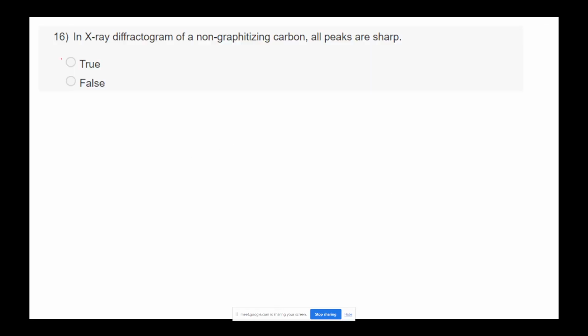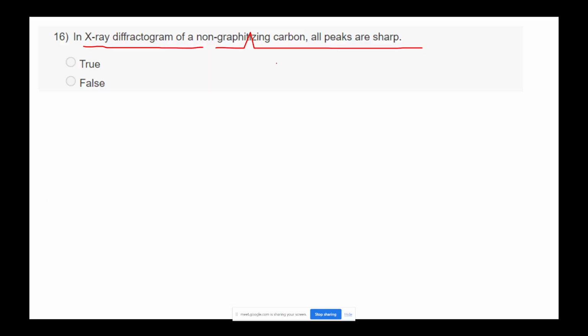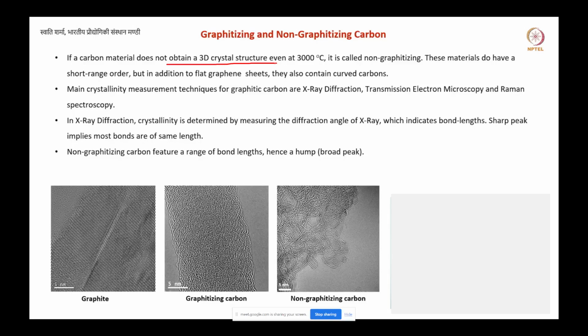Yeah. So the next question is, in X-ray diffractogram of non-graphitizing carbon, all peaks are sharp. Okay, so is it true or false? So here, if a carbon material does not obtain a 3D crystal structure, it is mainly asking about the non-graphitizing carbon. So non-graphitizing carbon is what? That will not convert into graphite. Even at a very high temperature, let's say at 3000 degrees centigrade, that is called a non-graphitizing carbon.